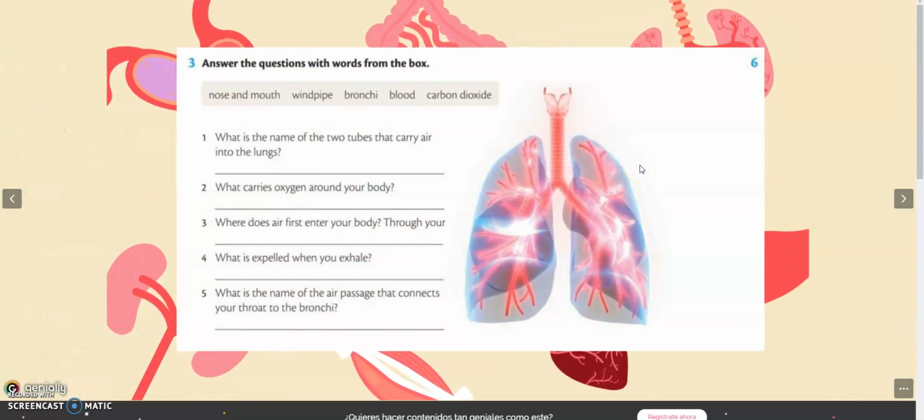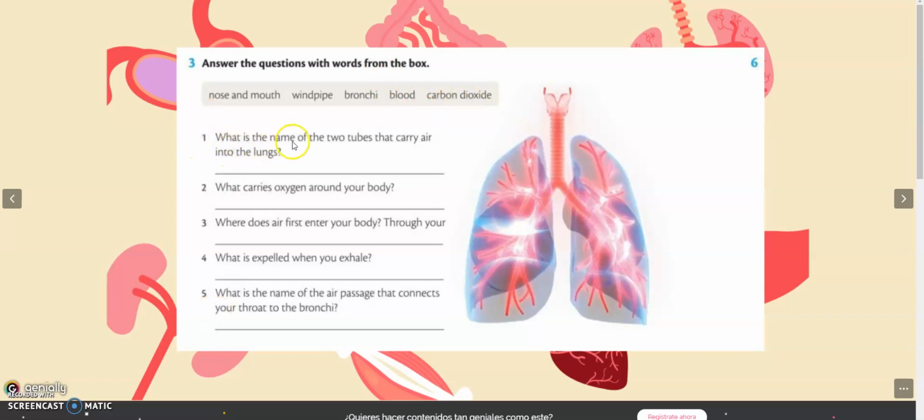I would like you to go on page, let me see, give me a minute. On page 160, instructions. Answer the questions with words from the box. We have different words, nose and mouth, windpipe, bronchi, blood, and carbon dioxide. ¿Qué son en español? Nose and mouth, nariz y boca. Windpipe, la tráquea. Bronchi, bronquios. Son estos dos, bronchi. Blood, sangre, and carbon dioxide, dióxido de carbono. So we're going to answer the questions.